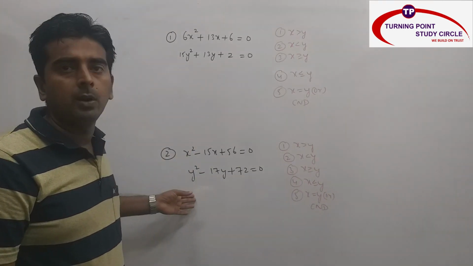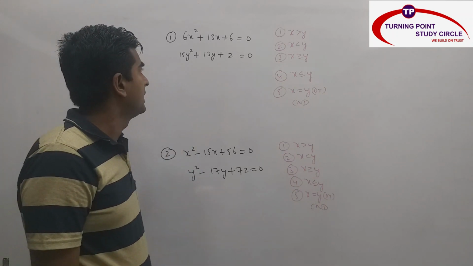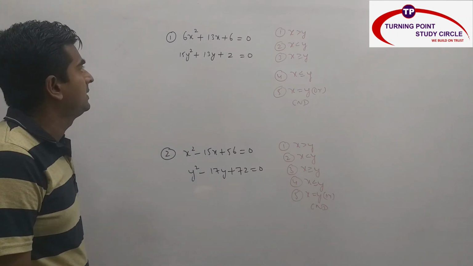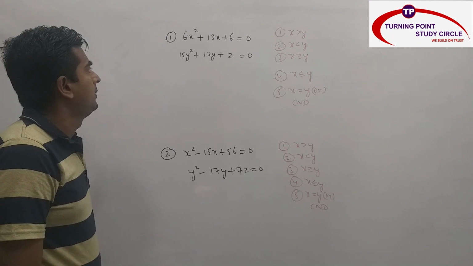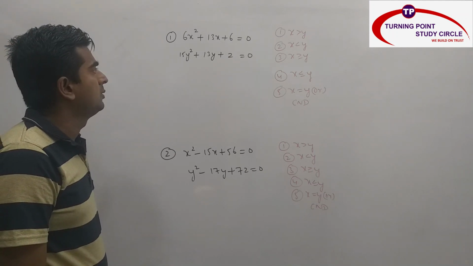So these questions will be of quadratic equation. So we will see one by one. First one, 6x square plus 13x plus 6 is equal to 0. 15y square plus 13y plus 2 is equal to 0.